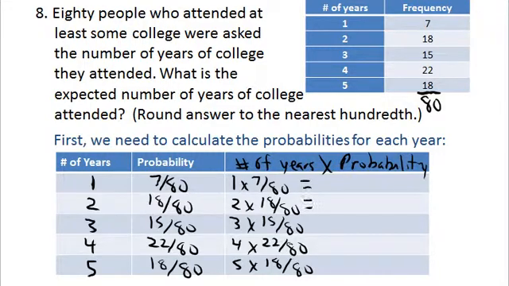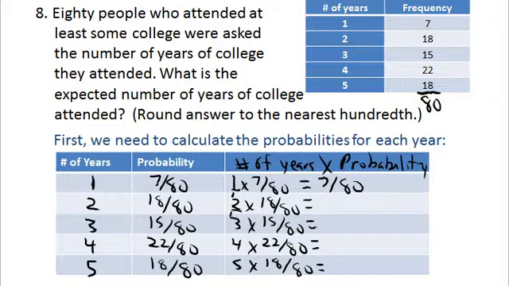And when you calculate those products, as before, when you multiply fractions, 1 is like 1 over 1, and 2 is like 2 over 1, and so on. So you do top times top, bottom times bottom. So you get 1 times 7 is 7 over 80.